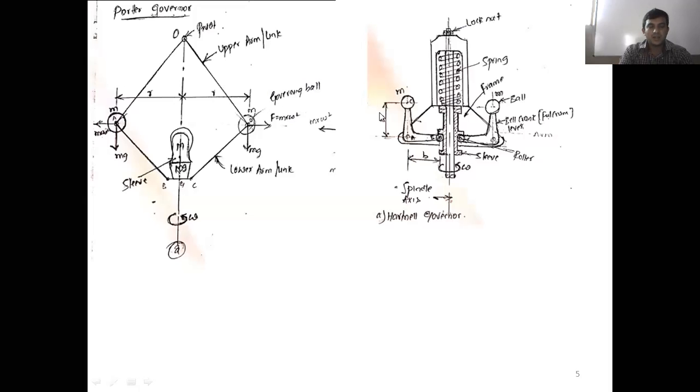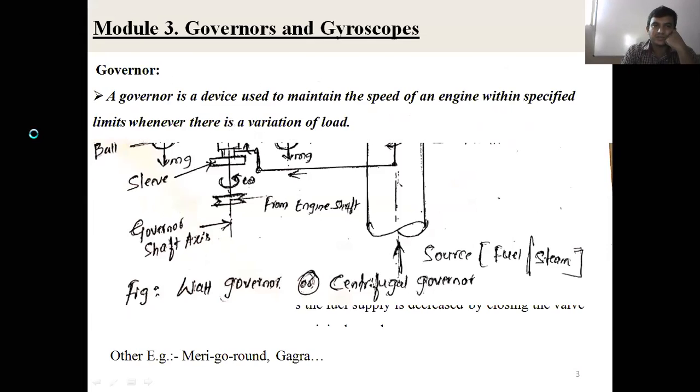Right? This is the introduction about today's class. Introduction about governor. Today we discussed what is a governor. Then why do we use a governor? Then types of governor. Then what is a Watt governor, Porter and Hartnell governor?